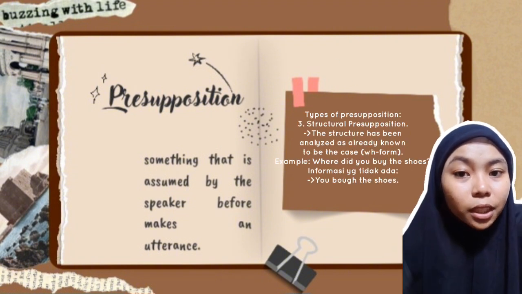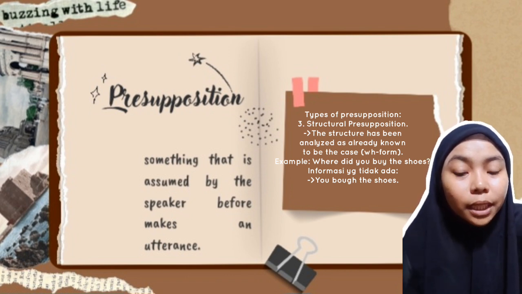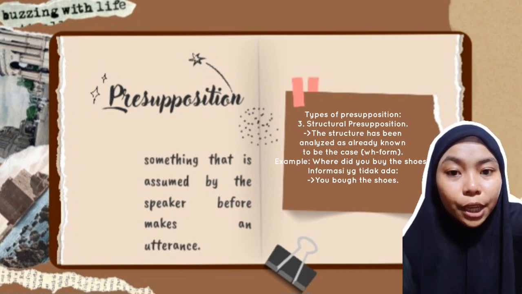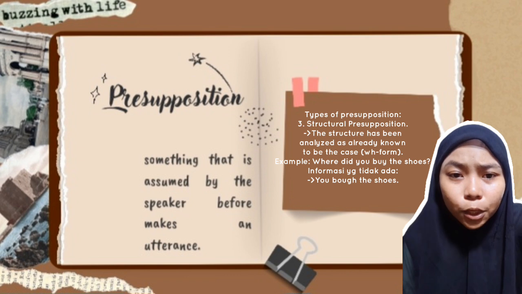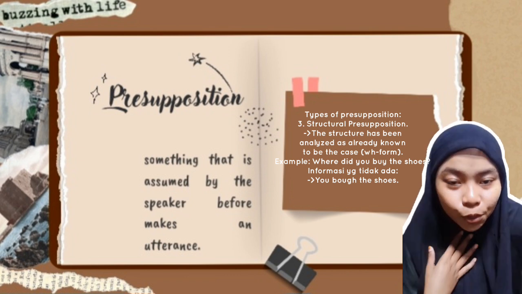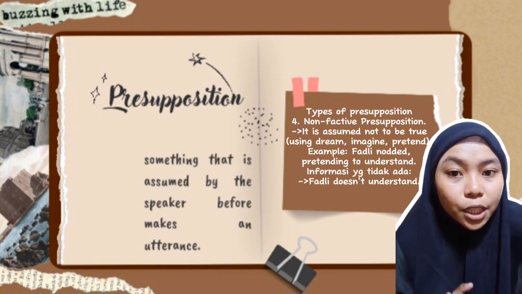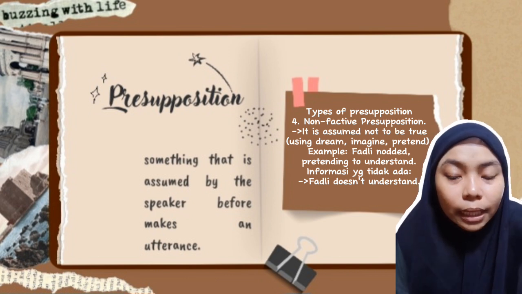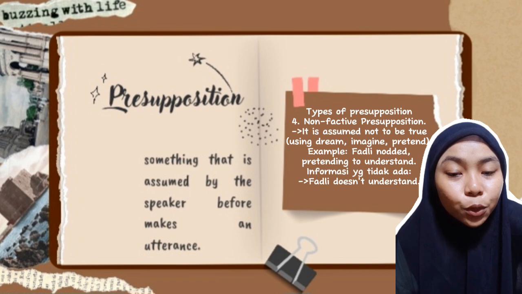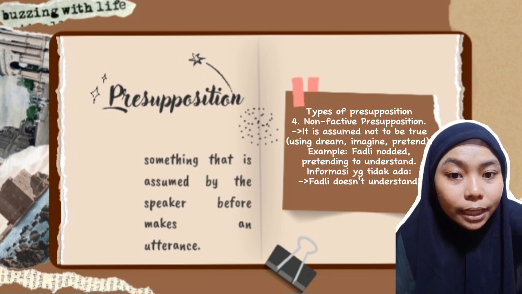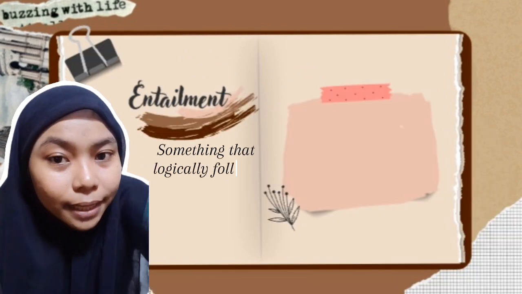The third, structural presupposition, that is, the structure is analyzed as already known to be the case, such as the WH form. The example: where did you buy the shoes? Information that when you hear it, you don't need me to tell it: you bought the shoes. The last, non-factive presupposition, that is, assumed not to be true, or using dream, imagine, or pretend. The example: Fadli nodded, pretending to understand. Information that when you hear it, you don't need me to tell it: Fadli doesn't understand.